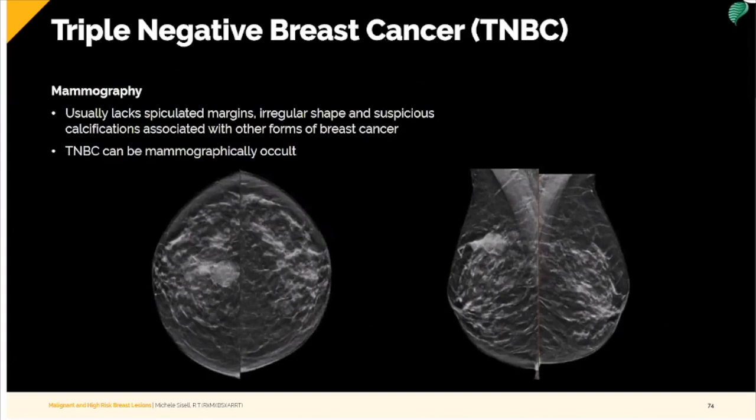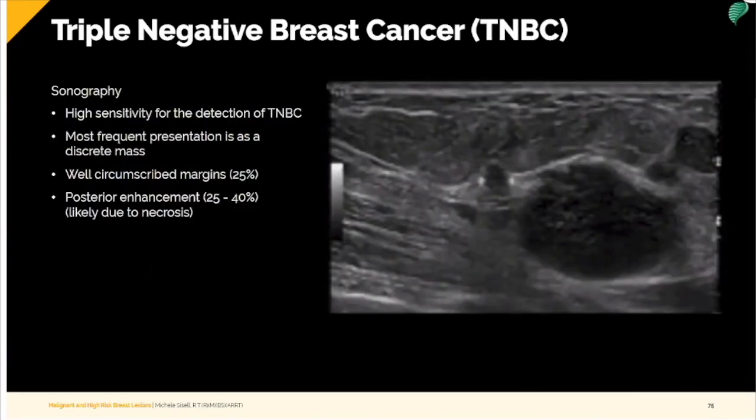Here's mammographically what that will look like. Usually it lacks spiculated margins, with irregular shape, and suspicious calcifications may be associated with it. Triple negative breast cancer can be mammographically occult when it's very small, especially in a dense breast. Sonographically, there is high sensitivity for the detection of TNBC. Most frequently, presentation is as a discrete mass with well circumscribed margins.